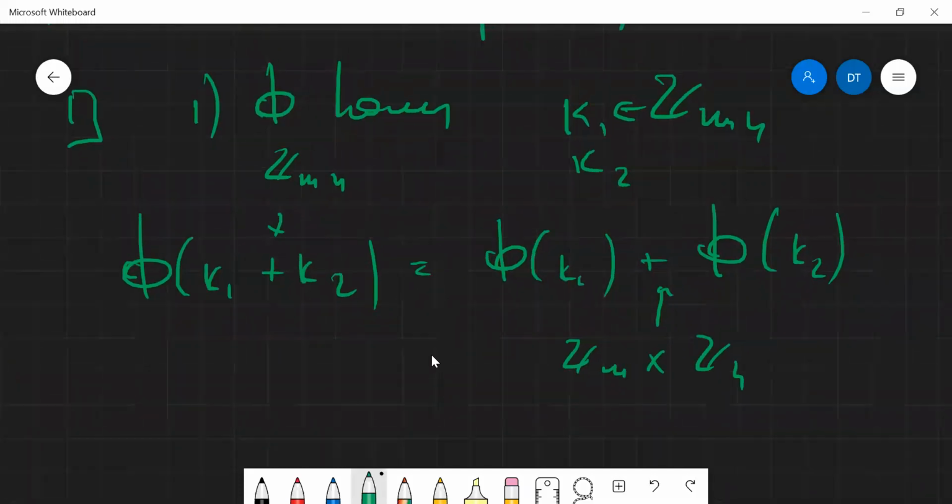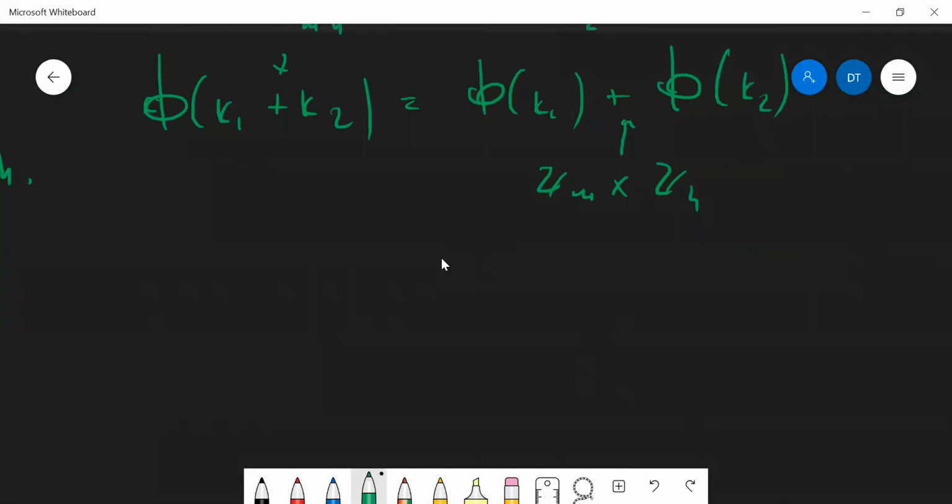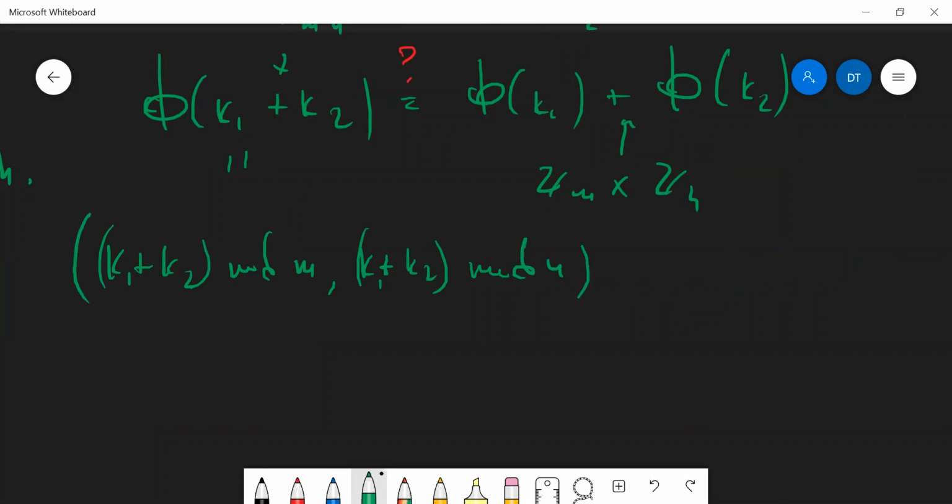Okay? But let me recall the definition of the left-hand side. So this is what we want to check. What was the definition of the left-hand side? It was k1 plus k2 modulo m and k1 plus k2 modulo n. Okay, that's the left-hand side.